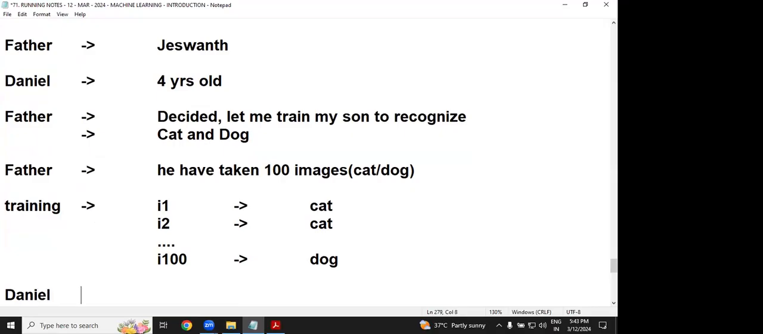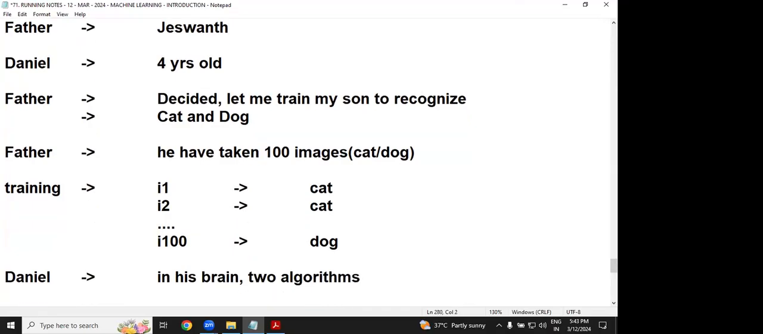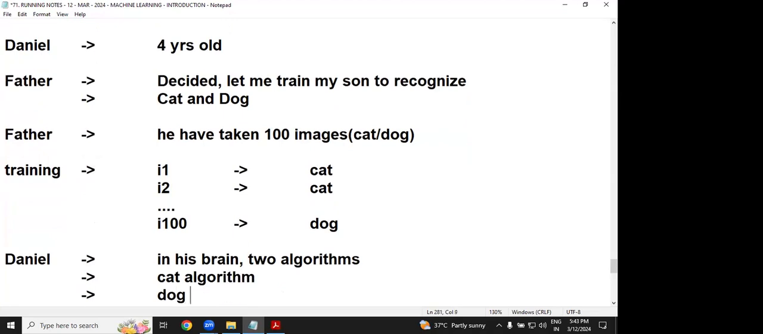Now, Daniel, in his brain, two algorithms are available, man. Those algorithms are the cat algorithm and the dog algorithm. Instead of algorithm, you can say pattern. I can recognize the cat and I can recognize the dog. Did you understand?